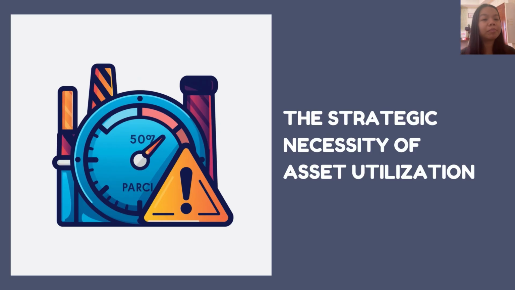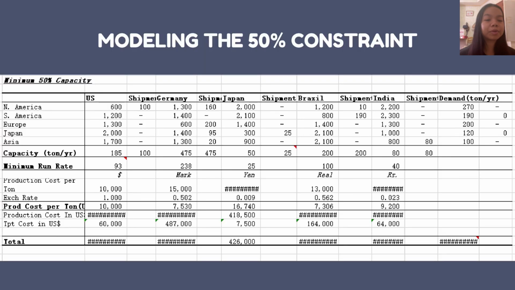This is where the minimum 50% run rate comes in. This is a strategic constraint that forces every plant to operate at least half of its total capacity regardless of the cost. It represents a pivot from short-term profit to long-term resilience. We are essentially deciding that the cost of keeping these plants alive is a necessary insurance policy for our global supply chain. To model this, we updated our constraints.